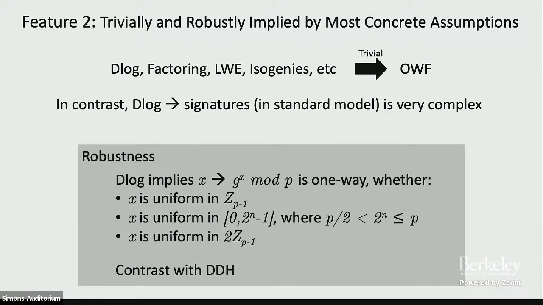Another sub feature of feature 2 is that I want the implication to be rather robust. And I think looking at discrete log versus DDH is a good example of this. The fact that discrete log is a one-way function is rather trivial, but it's a one-way function even if you play around with the function a little, right? If you sample x uniformly in the domain of exponents, it's still one way. If you sample x uniformly as n-bit strings, where n is log of p, it's still one way. If you choose x from a subgroup of the exponent space, as long as it's almost everything, it's still one way.